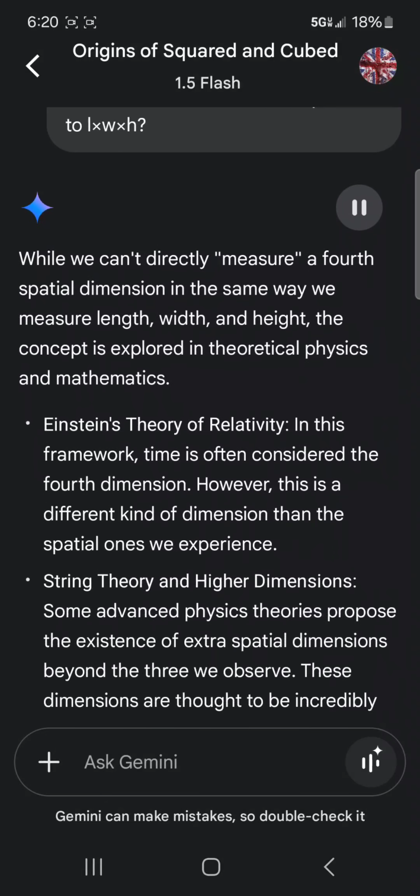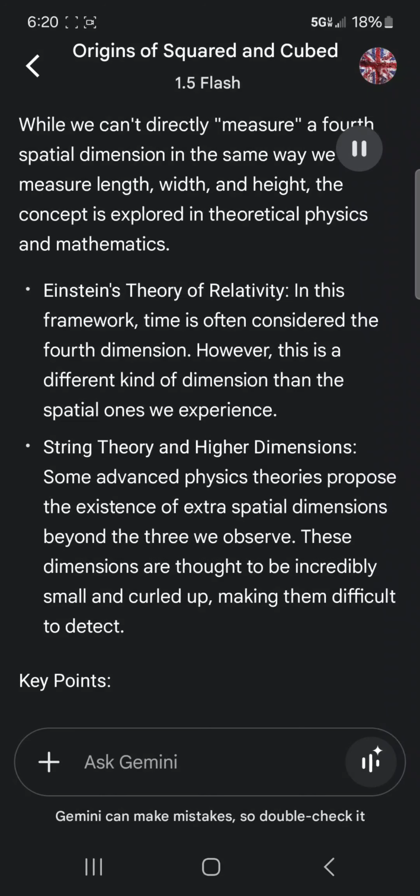While we can't directly measure a 4th spatial dimension in the same way we measure length, width, and height, the concept is explored in theoretical physics and mathematics. Einstein's theory of relativity. In this framework, time is often considered the fourth dimension. However, this is a different kind of dimension than the spatial ones we experience.